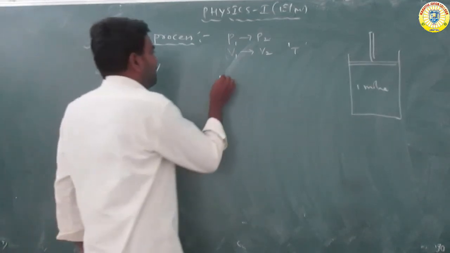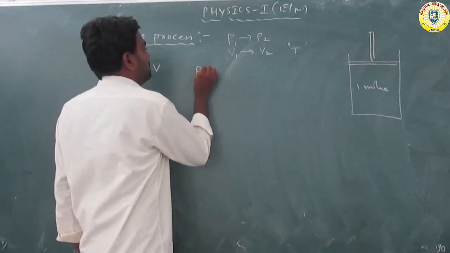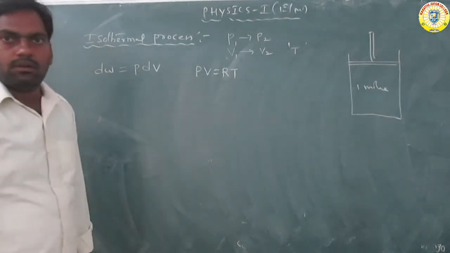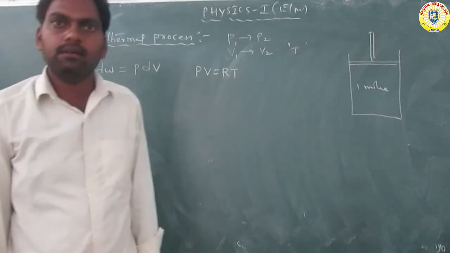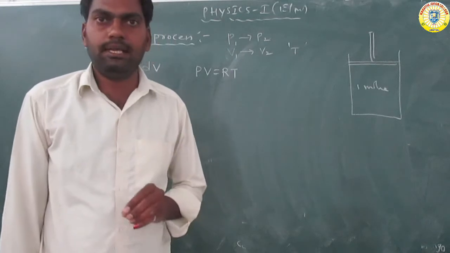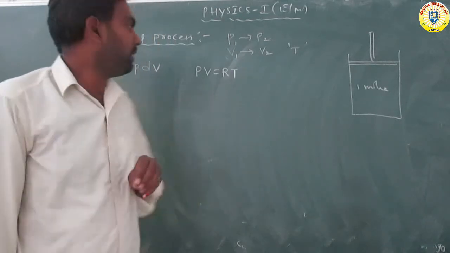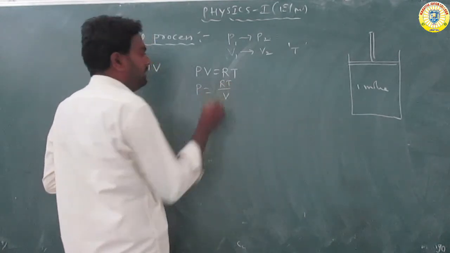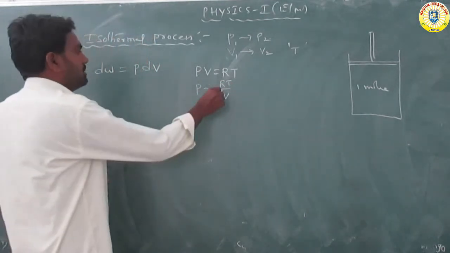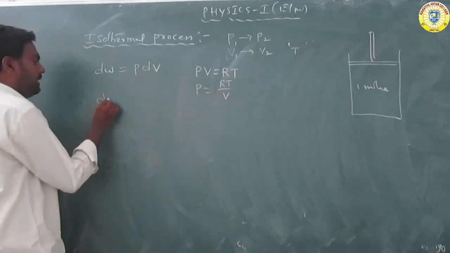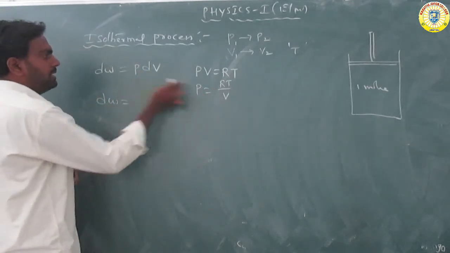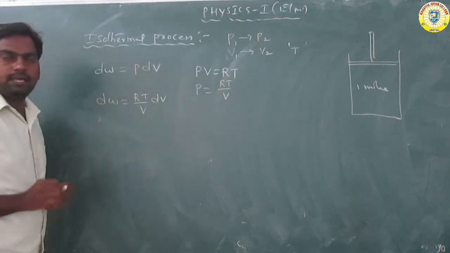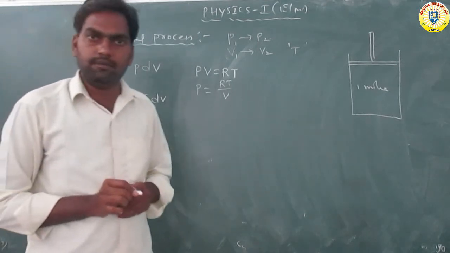According to the ideal gas equation for 1 mole of the gas, PV is equal to RT. So P is equal to RT by V. Substituting in the equation, dW is equal to P dV, which is RT by V into dV.